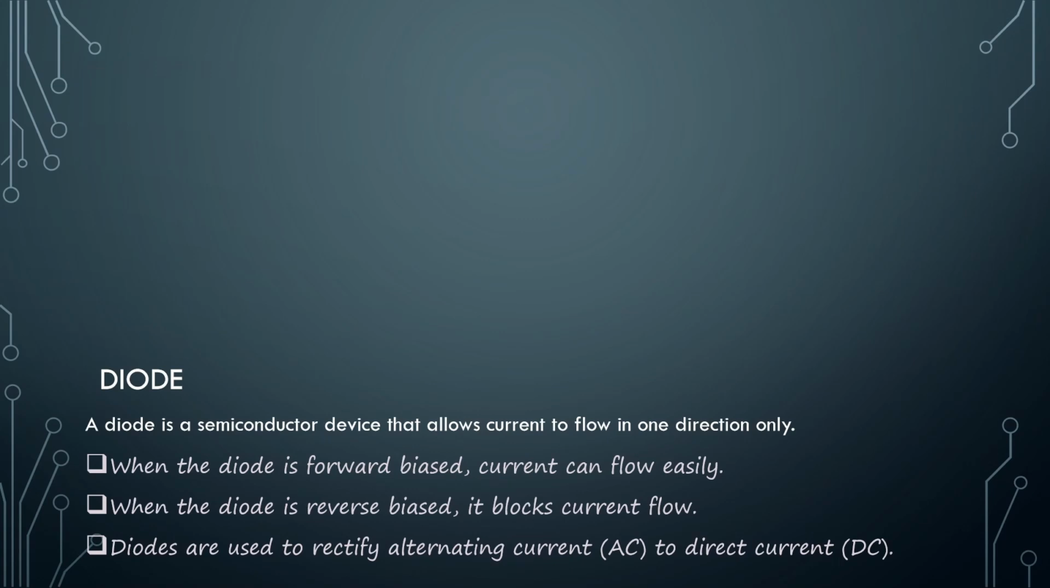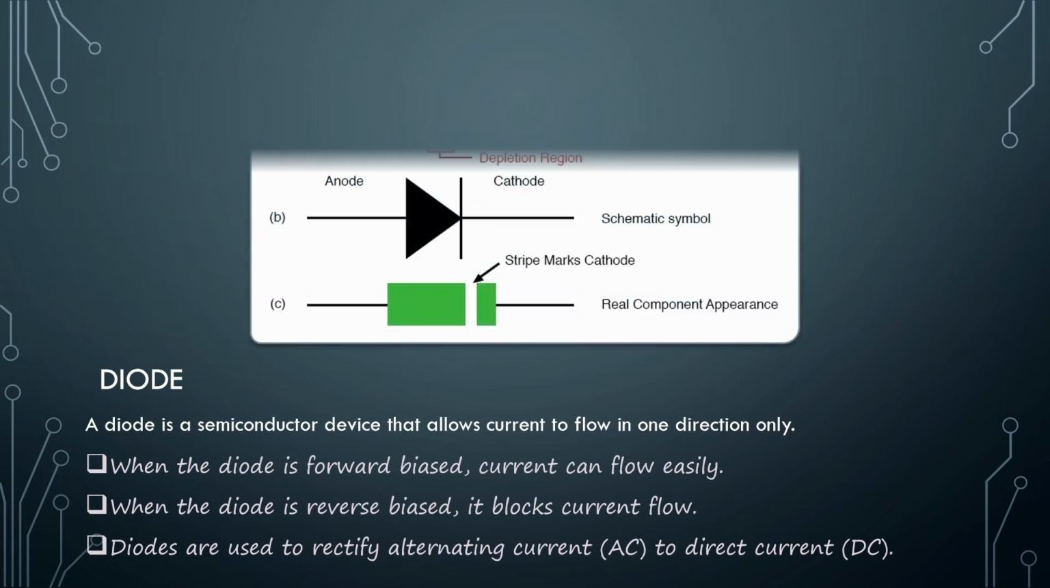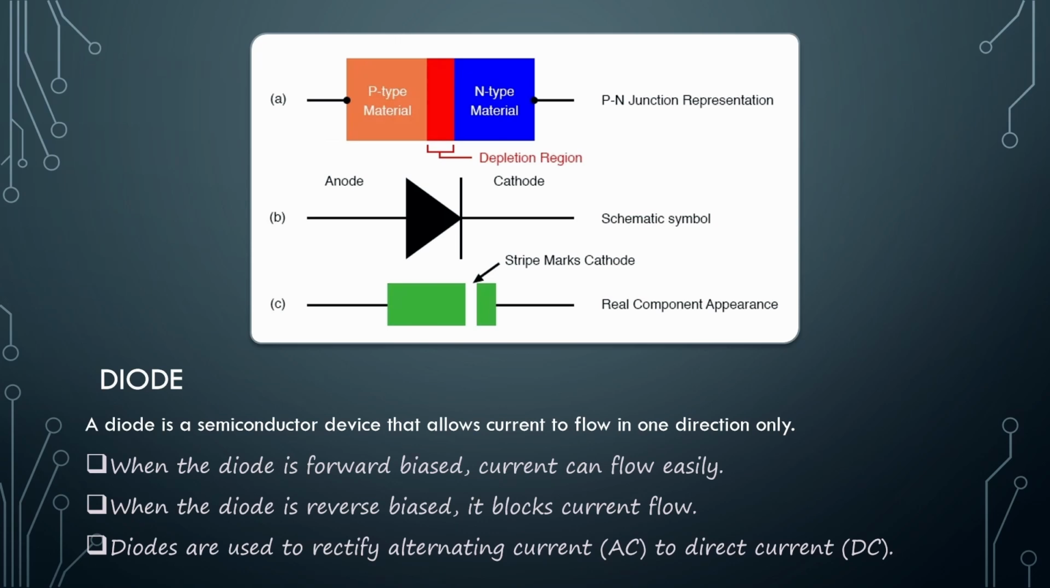Now, what is a diode? A diode is a semiconductor device that allows current to flow in one direction while blocking it in the opposite direction. It is a fundamental component in electronic circuits. So, what is a p-n junction? A diode is made up of two layers of semiconductor material, P-type and N-type. The interface between these layers forms a p-n junction.